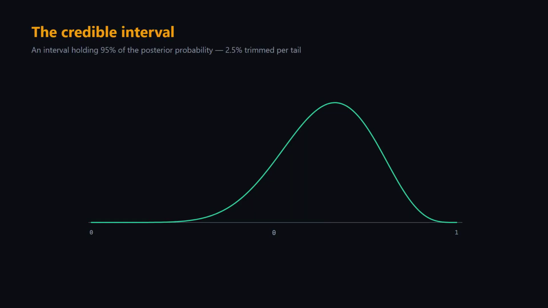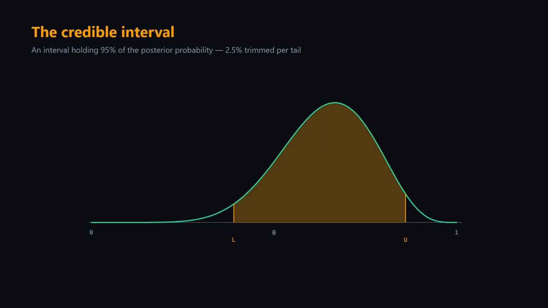For a range, you report a credible interval. It's an interval that holds a chosen share of the posterior probability, say 95%. One common recipe keeps the central 95%, trimming 2.5% from each tail.